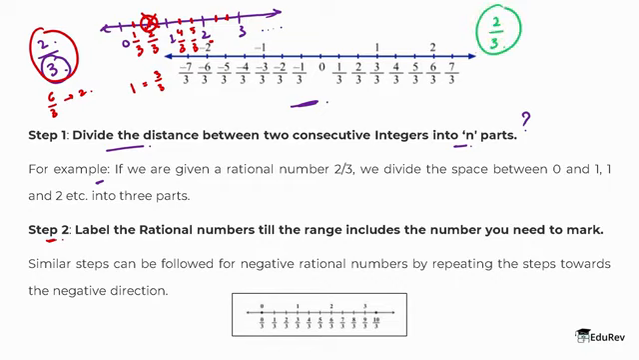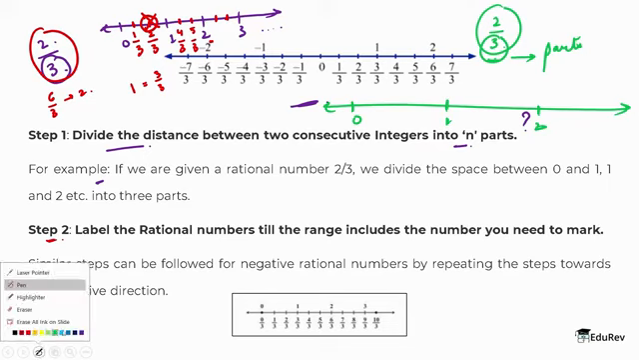So basically what you need to do, you have to divide the space between any two consecutive numbers into three parts. Okay. So your denominator is 3. So you have to divide the space between any two consecutive numbers into how many parts? Into three parts. That is, if I'm drawing a number line here, if this is 0, this is 1 and this is 2. So you basically have to divide the space into three parts.